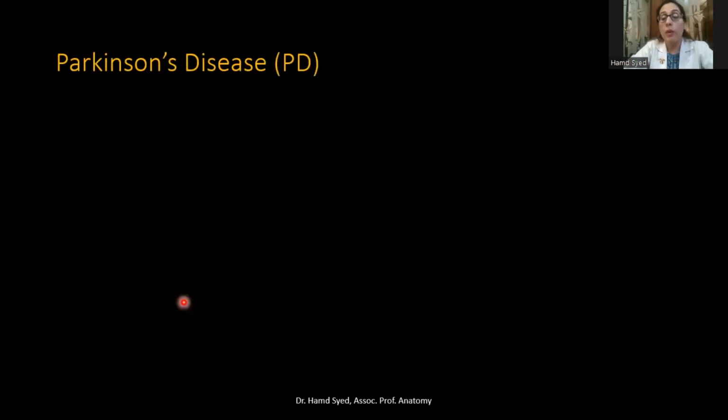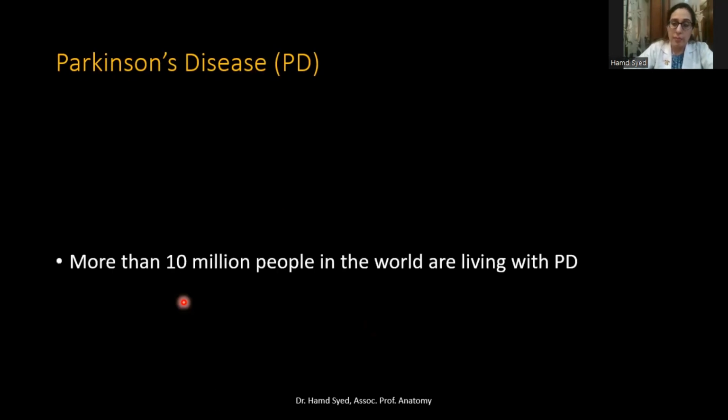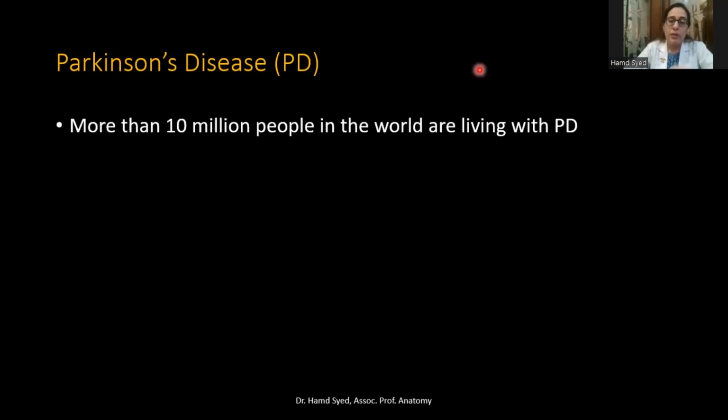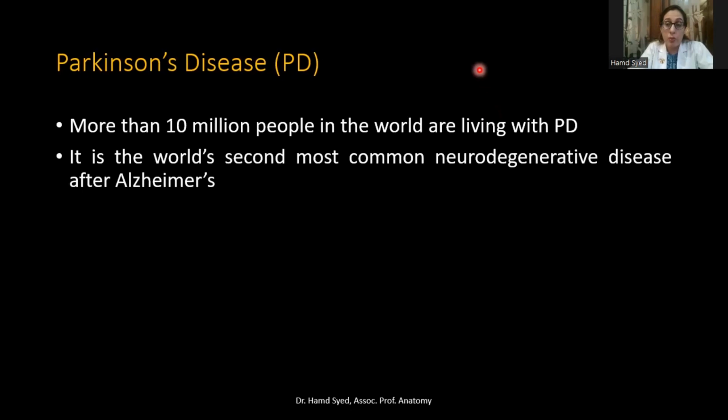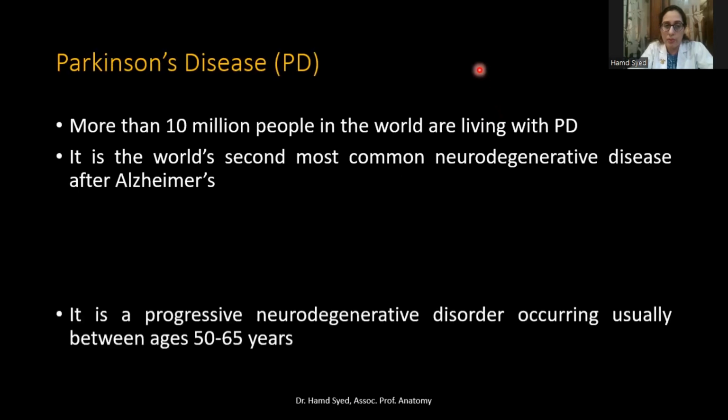Now, whenever we are talking about basal ganglia, we cannot leave out Parkinson's disease. Parkinson's disease is primarily included within the hypokinetic disturbances, although it does show elements of disturbance in both the direct and indirect pathways. To understand the importance and significance of this condition, let's look at some stats before we go into the details. More than 10 million people in the world right now are living with Parkinson's disease. And in the world, it is the second most common neurodegenerative disease after Alzheimer's.